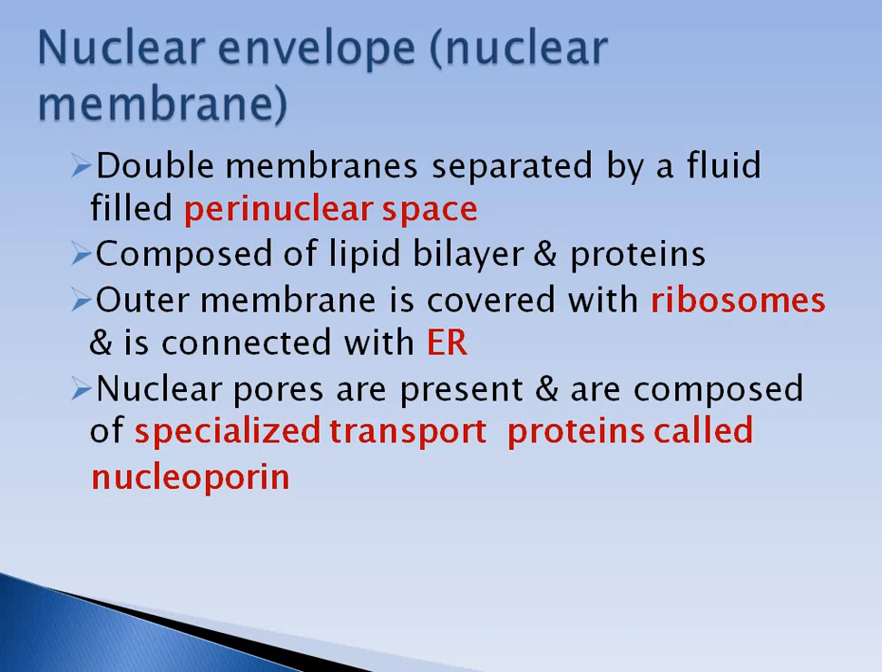The outer membrane of the nucleus, or outer nuclear membrane, is covered with ribosomes, and it is also connected or attached to the rough endoplasmic reticulum. Another important feature of the nuclear envelope are the pores, or the nuclear pores. These nuclear pores consist of specialized transport proteins which are called nucleoporin. Remember, porin are also present in the membranes of mitochondria and chloroplast, but as here these are present in the nucleus, help in the movement of molecules and ions from cytoplasm to the nucleus and from nucleus to the cytoplasm, so they are called nucleoporin.